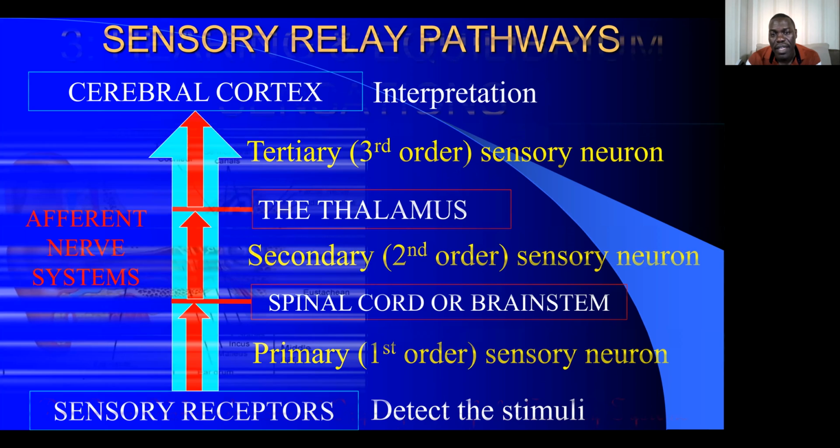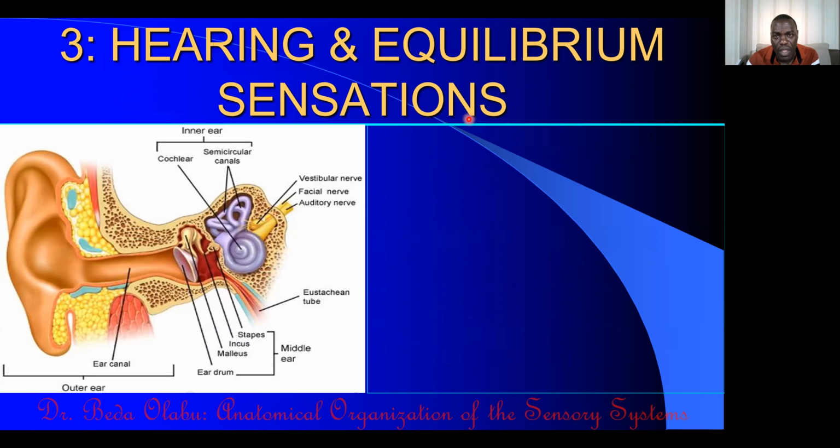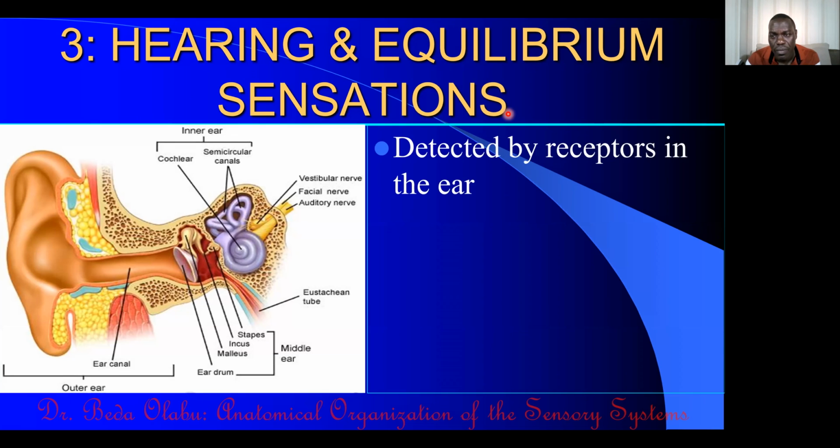With that understanding, I want us to look at the sensations of hearing and equilibrium. We'll look at their general anatomy together because they are housed within the same organ. The receptors that detect hearing, as well as those that detect equilibrium, are located within the ear.